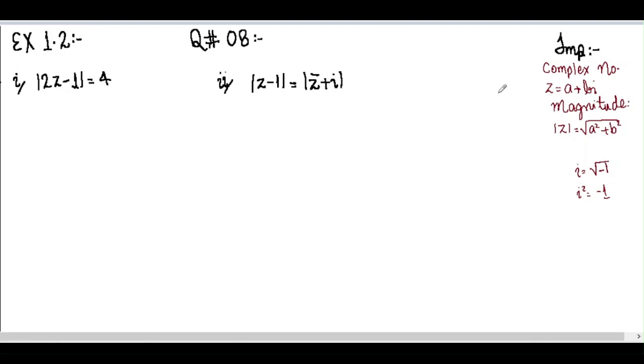Bismillahirrahmanirrahim. We are starting the last question of exercise 1.2, which is question number 8 of class 11 maths. Revising our previous information, we know that a complex number C consists of a real part and an imaginary part. Real part is A and B iota is the imaginary part.